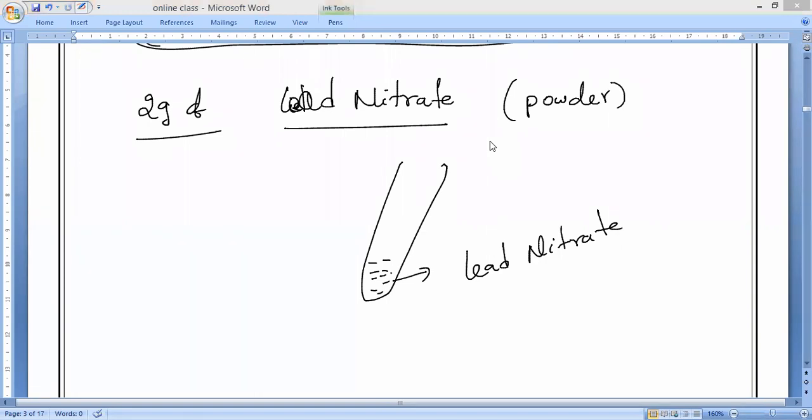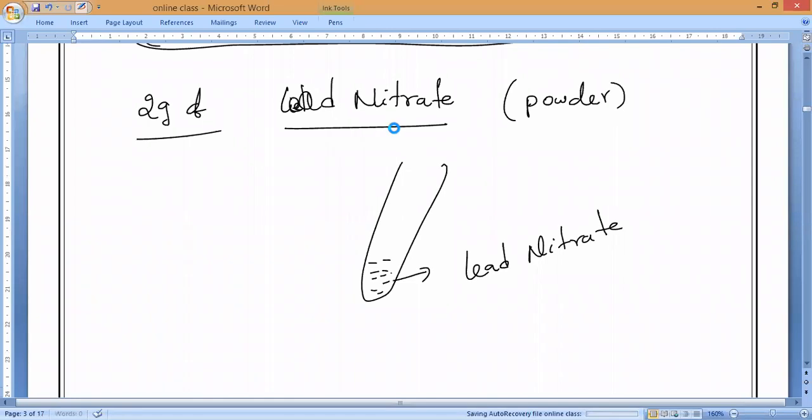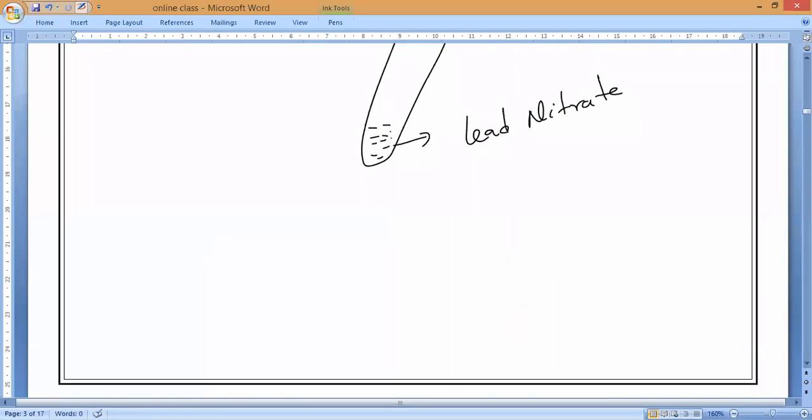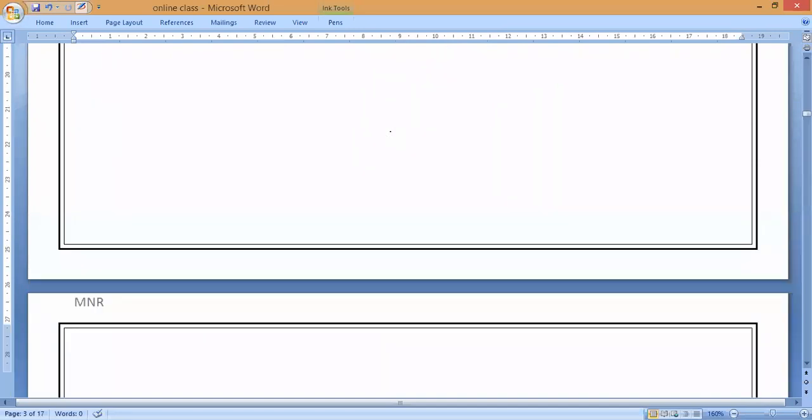Who said PbNO3? Everybody is wrong. It is Pb(NO3)2. Understand? So 2 grams of lead nitrate. If we observe, here also we can notice, as I said before, if we start heating, the same thing happens. So the lead nitrate formula is Pb(NO3)2.